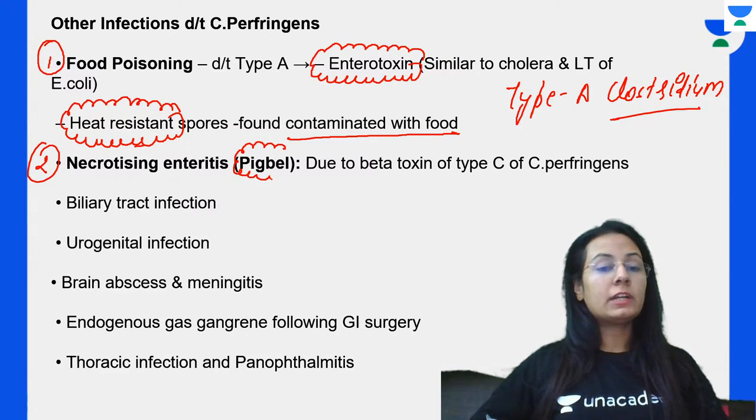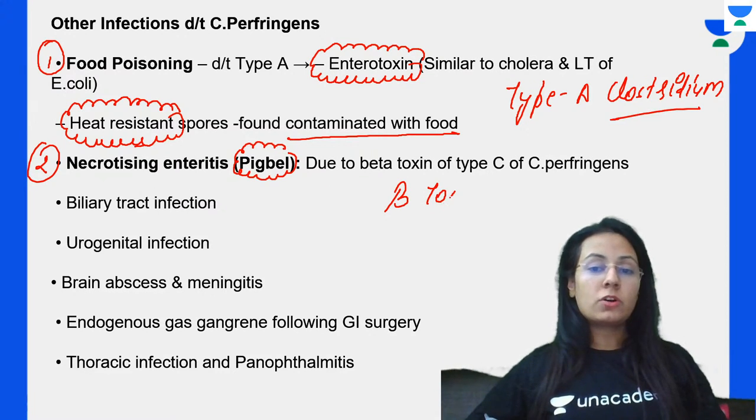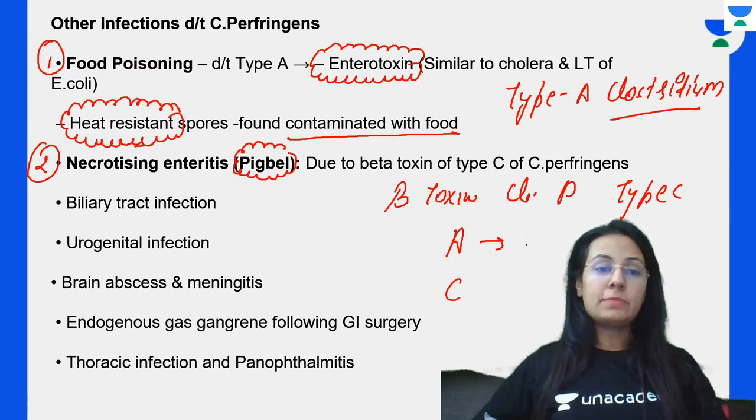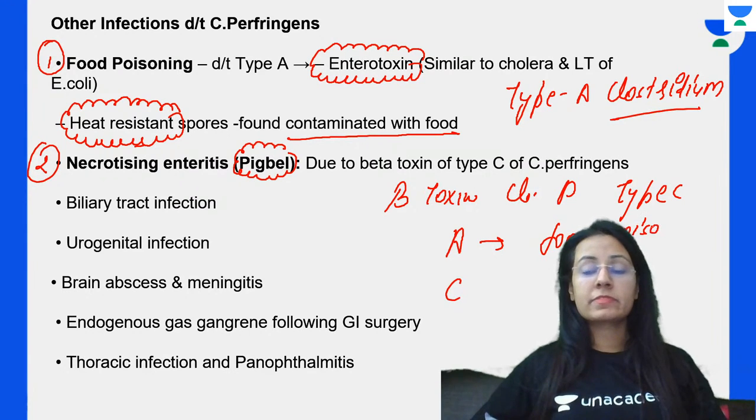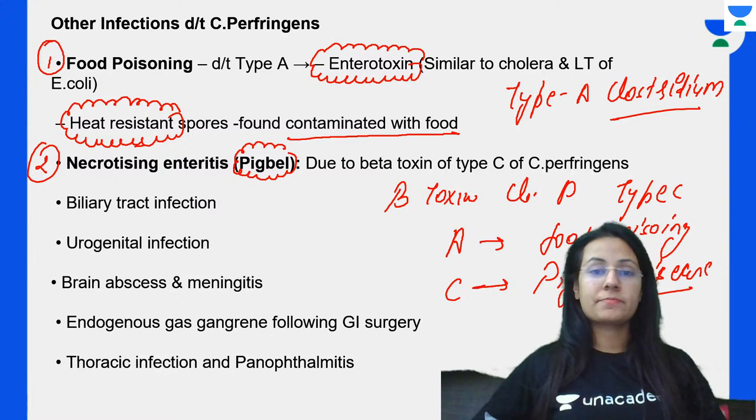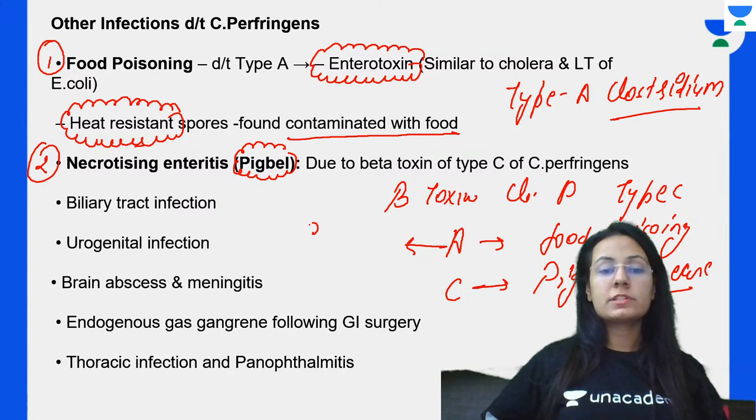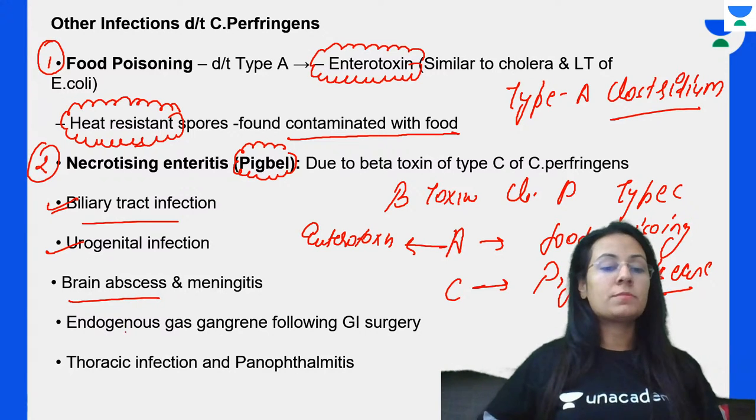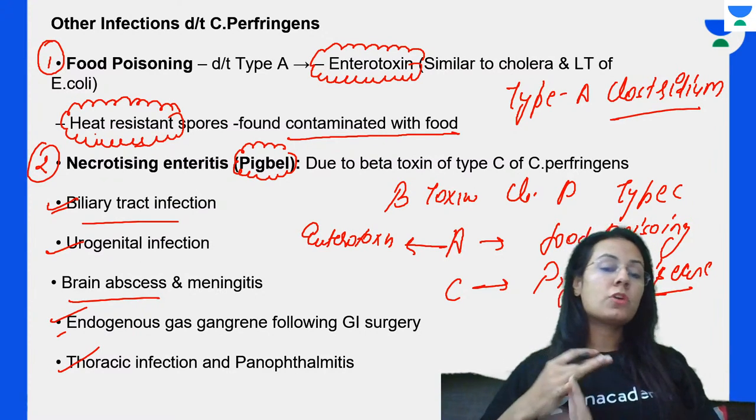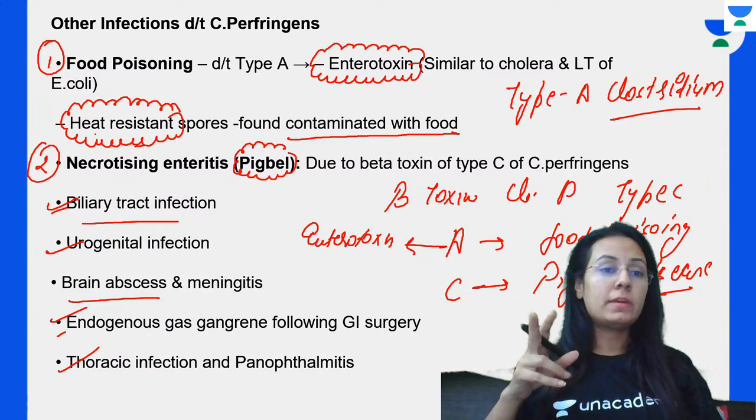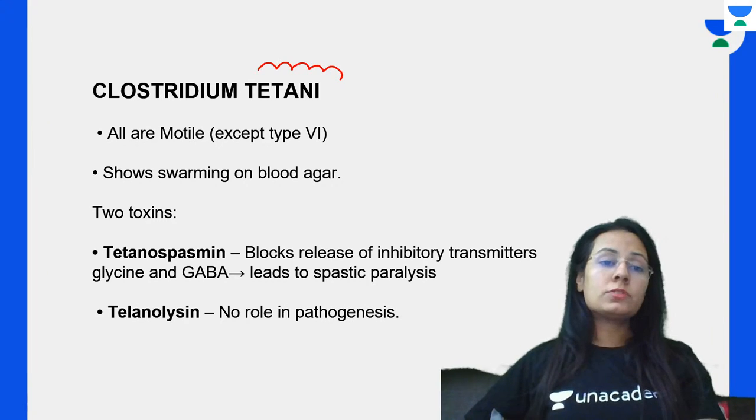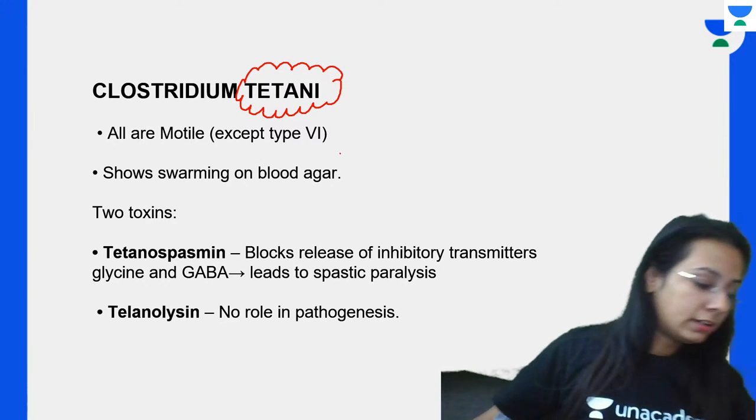Next is Pickwell disease, that is necrotizing enteritis, and it is due to the beta toxin of Clostridium perfringens type C. Please remember, type A and type C. Type A is causing food poisoning, and type C is causing Pickwell disease. Type A causes the enterotoxin release. Other than this, biliary tract infection, urogenital infection, brain abscess, gas gangrene, and thoracic infection. But please remember, most commonly it is causing gas gangrene. Other than this, food poisoning by type A, and type C causes Pickwell, a necrotizing enteritis. All right, coming to the next Clostridium, that is Clostridium tetani.